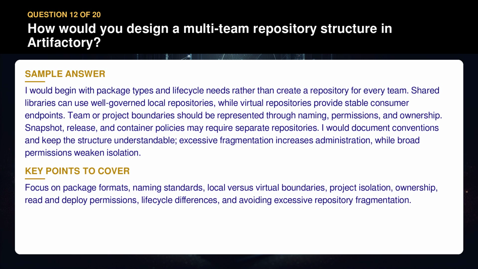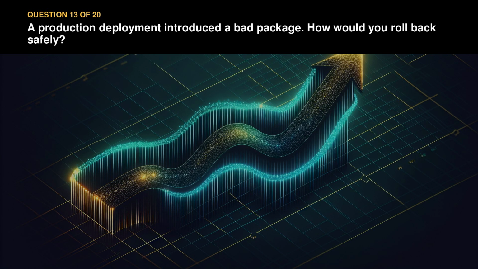Focus on package formats, naming standards, local versus virtual boundaries, project isolation, ownership, read and deploy permissions, lifecycle differences, and avoiding excessive repository fragmentation. Question 13. A production deployment introduced a bad package. How would you roll back safely?